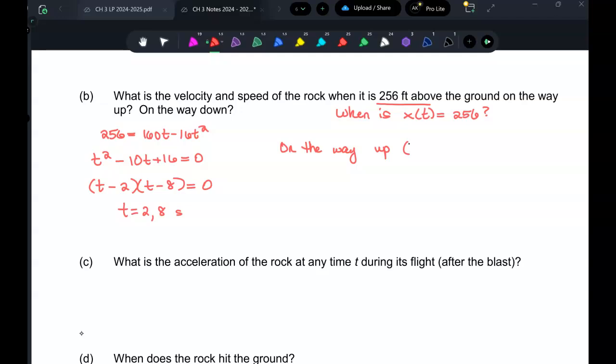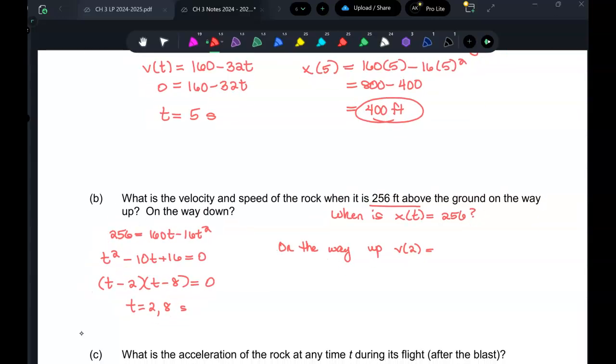v of 2. So we'll go back up here because we did find the velocity. So 160 minus 32 times 2, so 160 minus 64. 96. And that makes the speed the same. I'm going to do 2. I'm going to do 8 next.